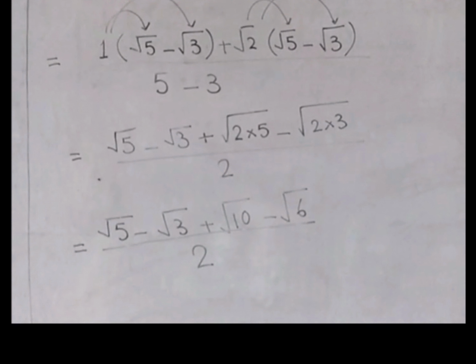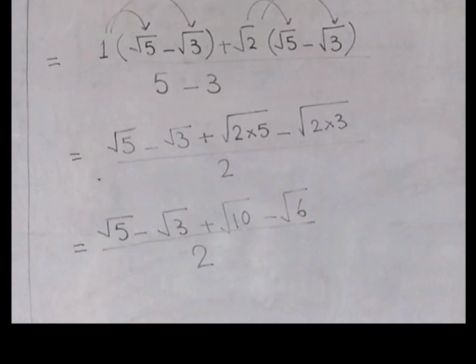And the outer term will be multiplied by the coefficient if just a coefficient is there without radical. So 1 times square root 5 is square root 5, minus 1 times square root 3 is square root 3, plus square root 2 times square root 5 will be square root 10, minus square root 2 times square root 3 is square root 6. 2 threes are 6. No further simplification can be done, so it will remain the same. 5 minus 3 is 2.